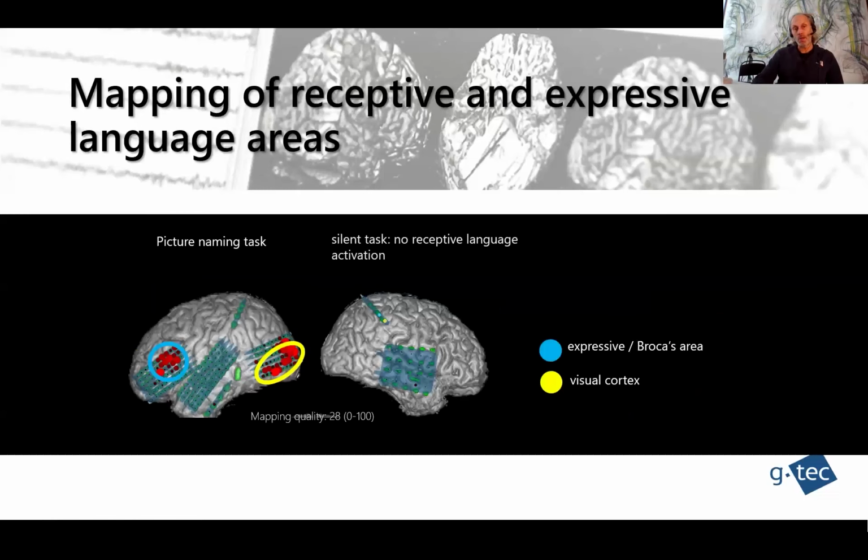And if we are mapping receptive and expressive language, the language is, of course, also very important for everybody, then people are doing a picture naming task. This means you are showing a certain picture to the patient. The patient has to tell you the word, what he's seeing. If we look again at the temporal dynamics, then first of all, we get an activation of the visual cortex because the patient is seeing it. And a few moments later, Broca's area is activated because the patient has to remember the name of the picture and has to say it. And this is the expressive language area, or also called Broca's area.